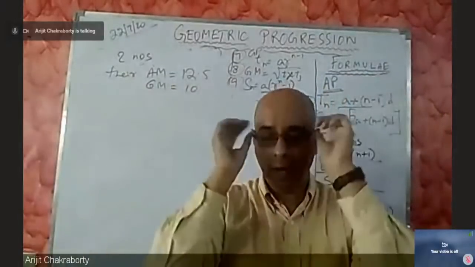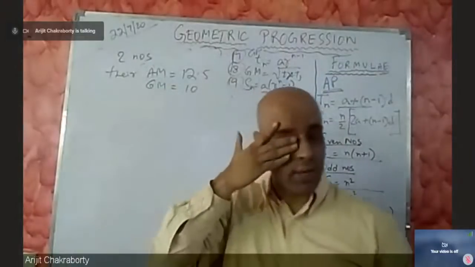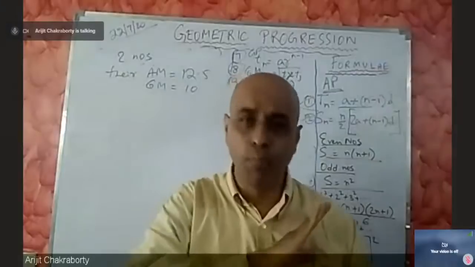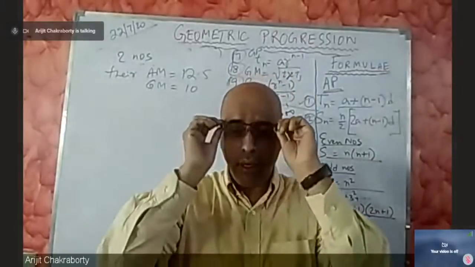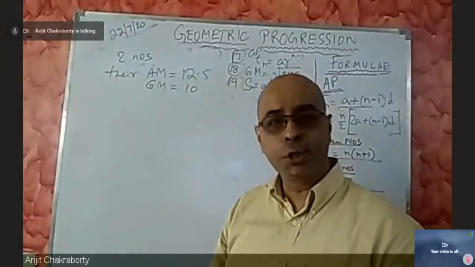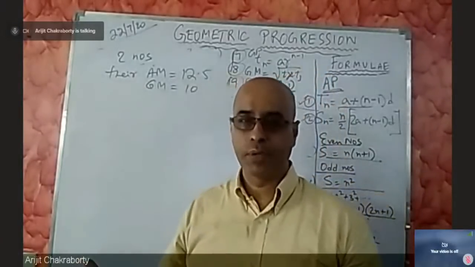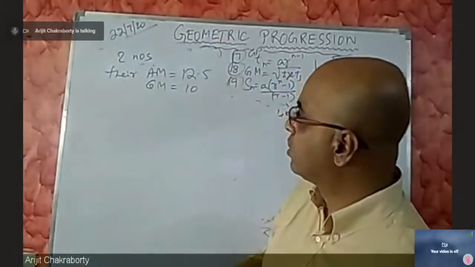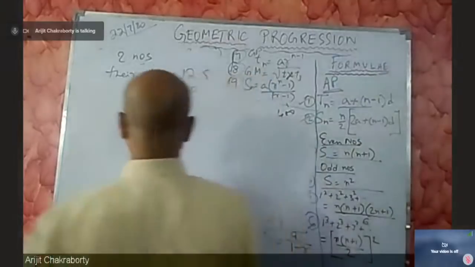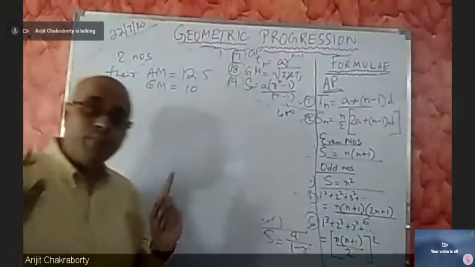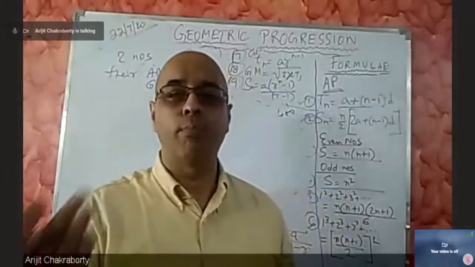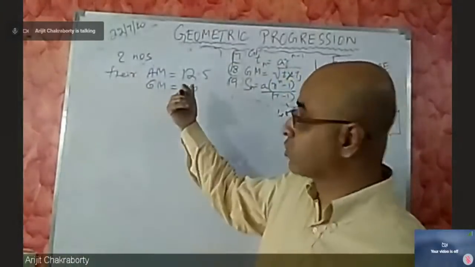Okay, so you have their arithmetic mean is given 12.5 and their GM is 10. We have discussed both arithmetic mean and geometric mean. How do you do it? So let us assume the numbers are X and Y. Two numbers X and Y. So arithmetic mean is 12.5. So I can write the arithmetic mean of two numbers is what? X plus Y by 2. This is equal to 12.5.